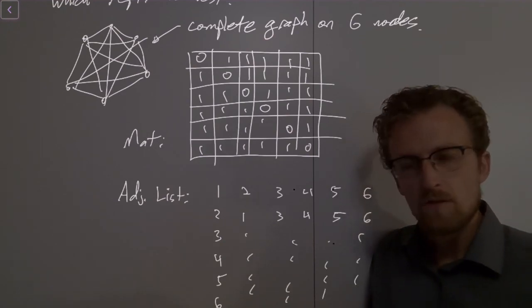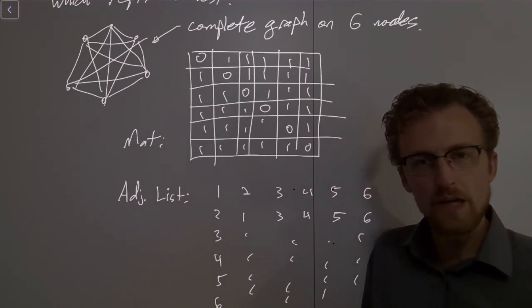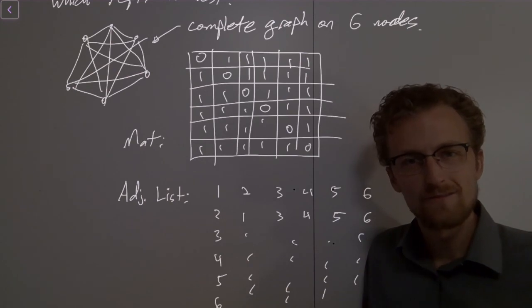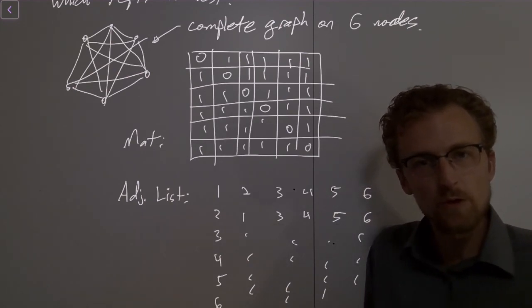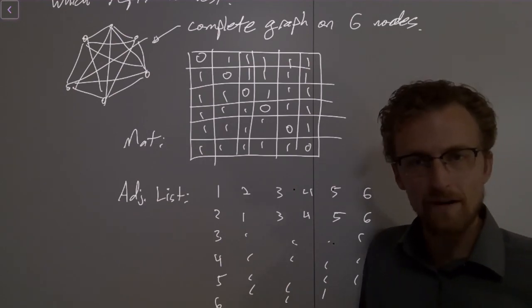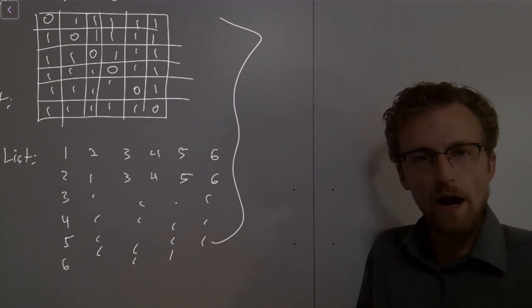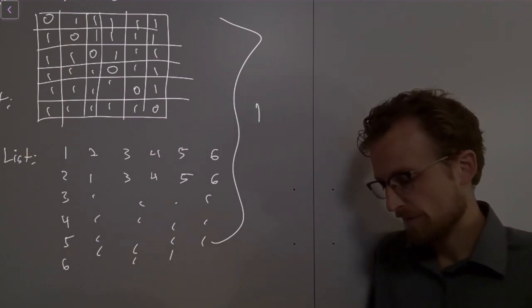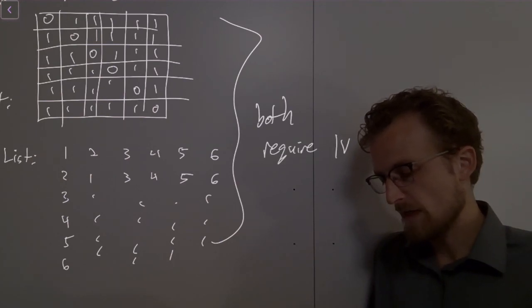Okay. So the space requirement for these two representations is identical. How many elements are in both of these? Well, there's exactly V squared elements. So both of these require V squared elements. So both representations require V squared elements.